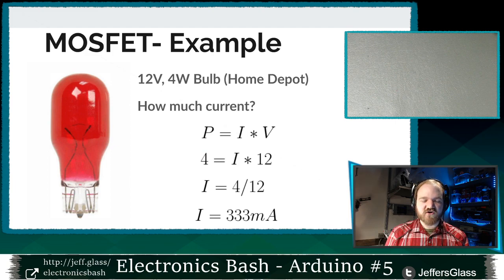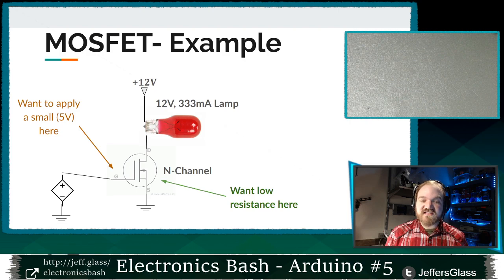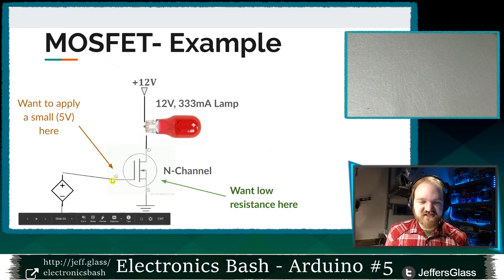So let's look at the same example we did earlier, except this time we're going to build it with a FET. You'll recall we have our 12 volt 4 watt light bulb. We want 333 milliamps to be able to flow. So we'll set up our FET circuit in the same way that we set up our transistor circuit earlier. We're going to use an N-channel FET, and put it in the same place in the circuit that we put our NPN transistor. So we'll put a small voltage on the gate, and we'll connect our drain to our 12 volt light bulb, and we'll connect our source to ground.